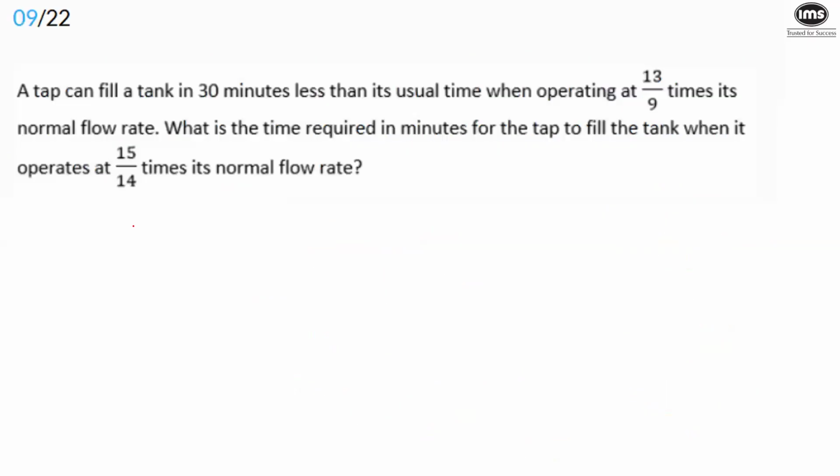Okay, so moving on to the next question, the ninth one. This is quite easy, very easy. Everybody should have got this. A tap can fill a tank in 30 minutes less than its usual time. Let the usual time be T. So this time it will be 30 minutes less than the usual, when operated at 13 by 9 times its usual flow rate. This is the ratio. When the flow rate becomes 13 by 9, the time to work should become 9 by 13.